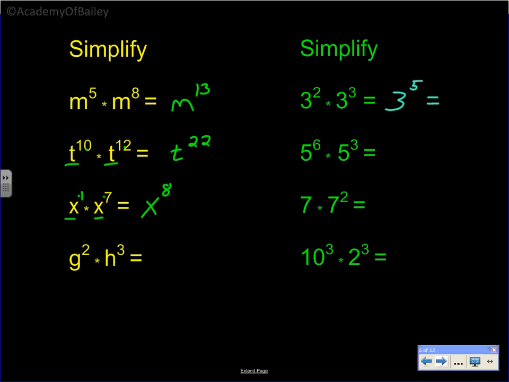And the last one, g squared times h cubed, g and h, they are not the same base, so you cannot do anything with those exponents. What they gave you for the problem, or what they told you to simplify, was the answer.